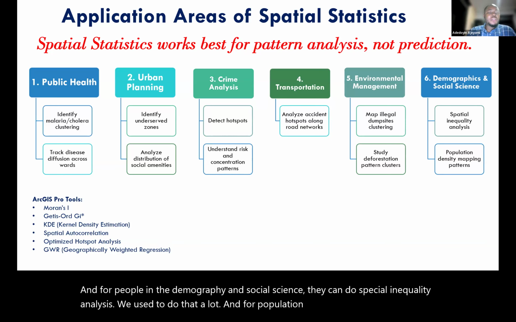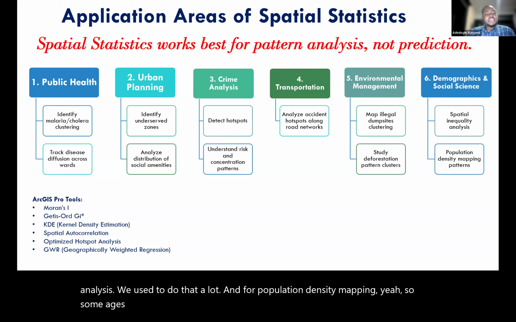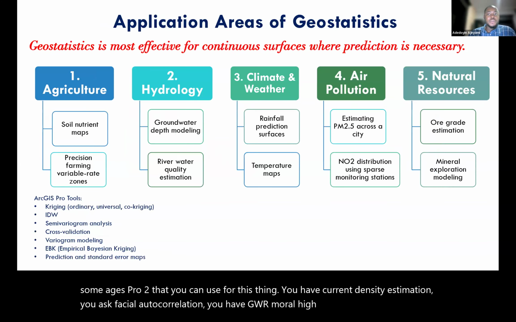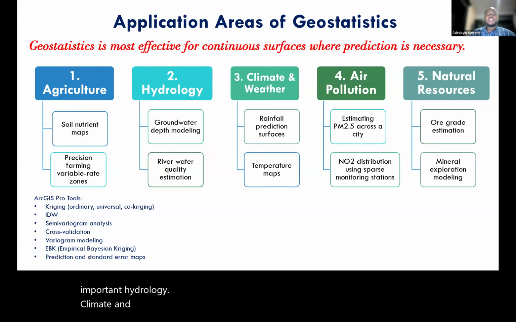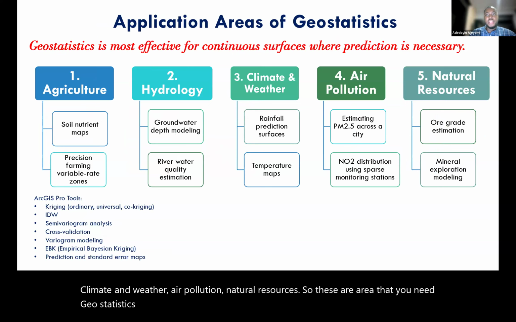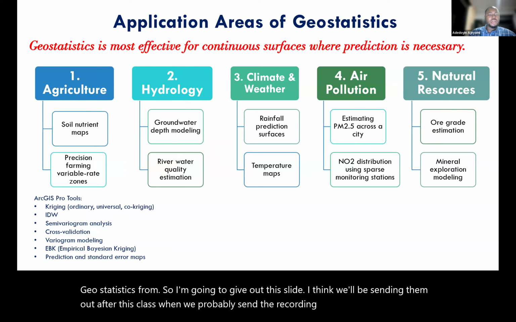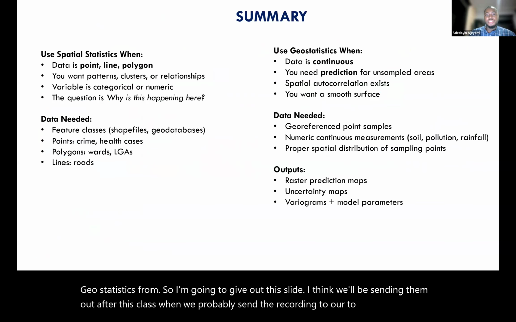So some ArcGIS Pro tools that you can use for this are kernel density estimation, spatial autocorrelation, GWR, Moran's I, and so on. We'll be going through them one by one. And for geostatistics, as you can see, agriculture is very important, then hydrology, climate and weather, air pollution, natural resources. So these are areas where you need geostatistics. I'm going to give out this slide. I think we'll be sending it out after this class when we send the recording to your mail. So we don't need to dwell too much on this.